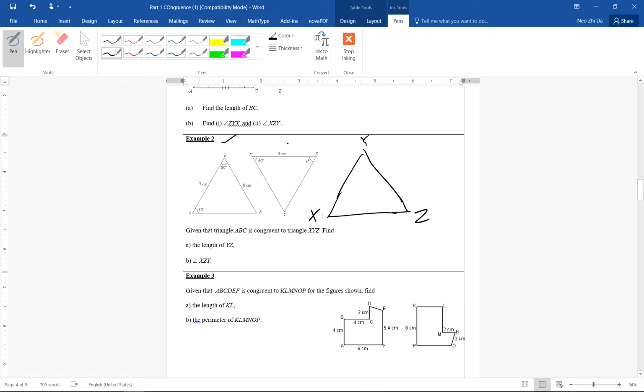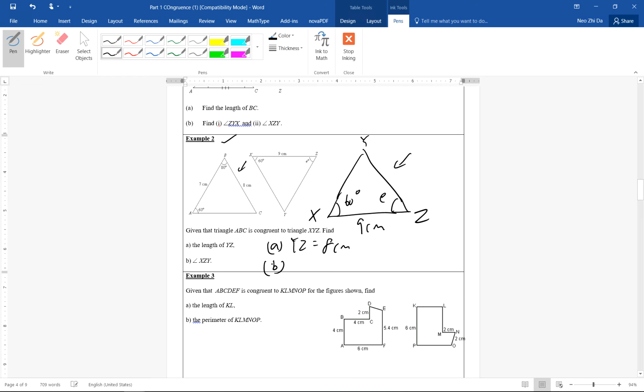Now I'll start to transfer. XZ is 9 cm. Then this is 60, and this is angle E. So we start the answer. Question: YZ is this one, so it corresponds to this. So YZ equals 8 cm.